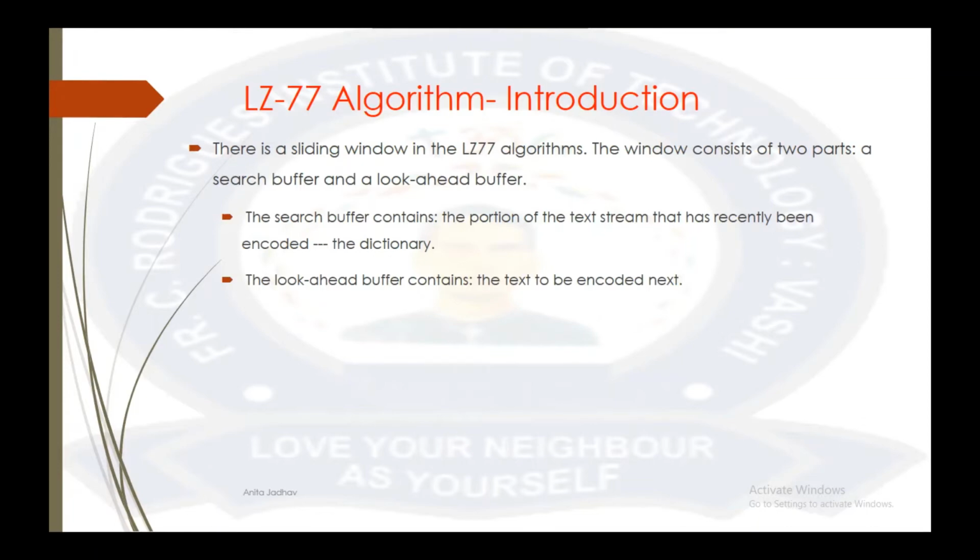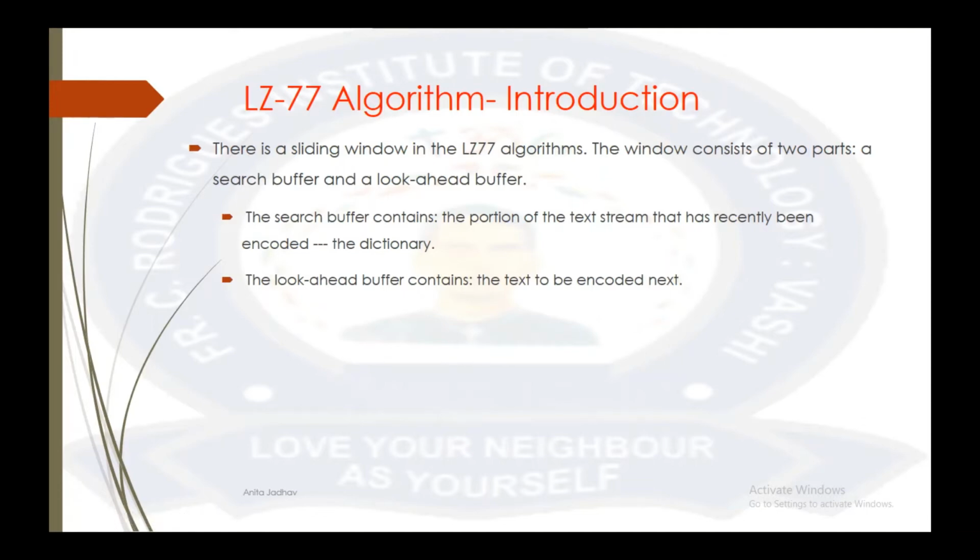Now, what do you mean by a sliding window algorithm, or what are the components of the sliding window algorithm? The window consists of 2 parts. One is your search buffer, and the other is your look ahead buffer. The search buffer contains a portion of the text stream that has been coded. So where are you going to search for codes for your data? That will be your dictionary, which is called the search buffer in LZ77. The look ahead buffer contains the text to be encoded. So whatever the input is, that will be there in my look ahead buffer.